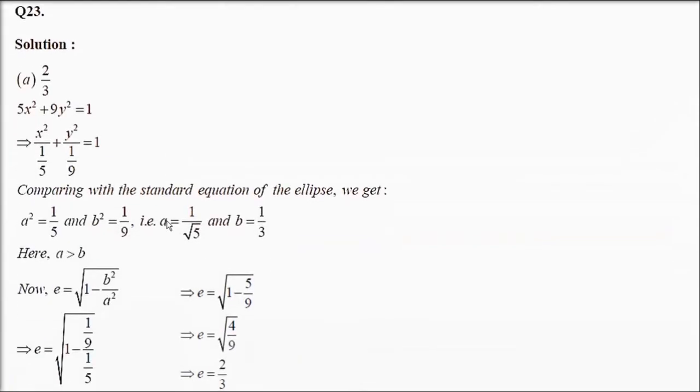Then you have question number 23. This question is asking for the eccentricity of the ellipse. Similar thing you have to do. 5x square plus 9y square equals 1. This question we have already done. So it's x square, and you have to take 5 in the denominator, but it will come as 1 by 5. Similarly for 9. Below x square it's going to be 1 by 5. So you have x square by 1 by 5 plus y square by 1 by 9 equals 1. So 1 by 5 is greater than 1 by 9. This is a square, this is b square.